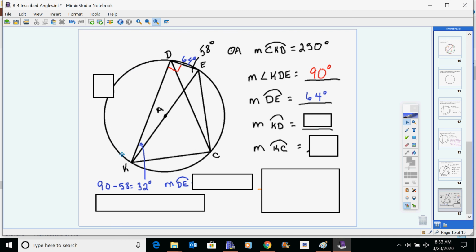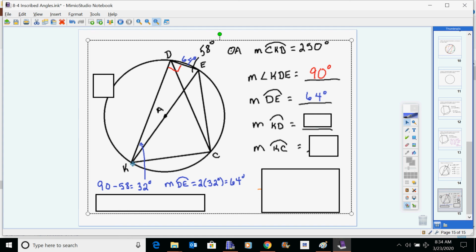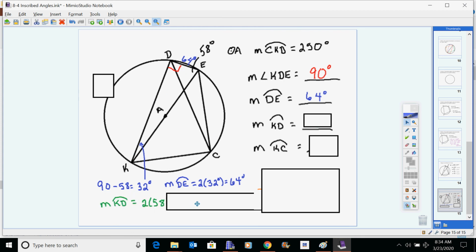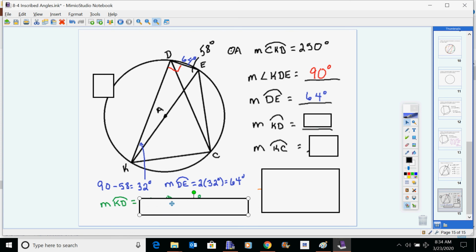Arc KD, okay, let's think about arc KD for a minute. Arc KD goes with arc DE to make half a circle, or a semicircle, and think about how many degrees that is. If a full circle is 360, that means half a circle is 180. So one way we could do that would be taking 180 minus 64.